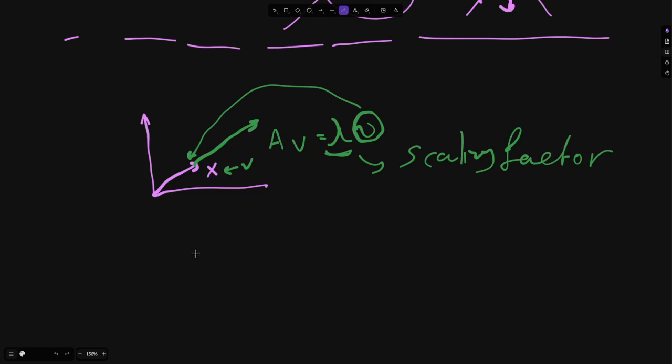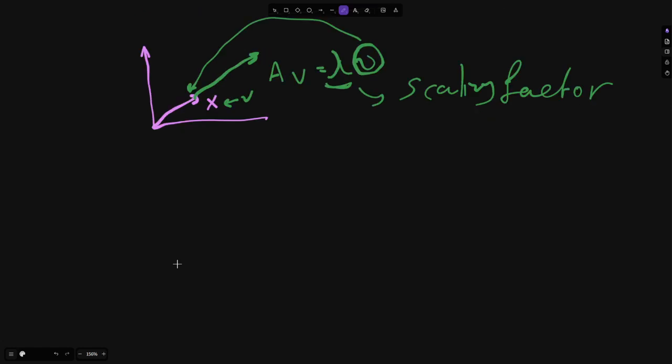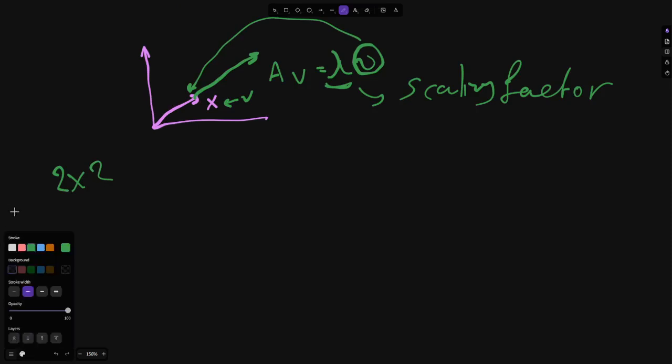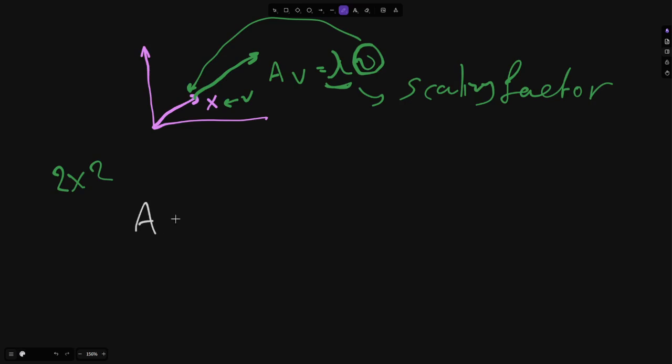To find these magical vectors and numbers, there is a 3-step process we usually follow. Let's do a 2x2 example to make it a little simpler. Let's say we have a matrix A equal to [4, 1; 2, 3]. The first thing we want to find is something called the characteristic equation.